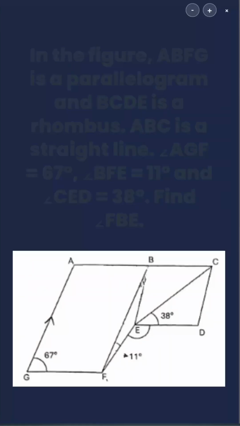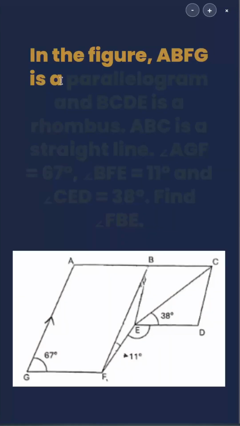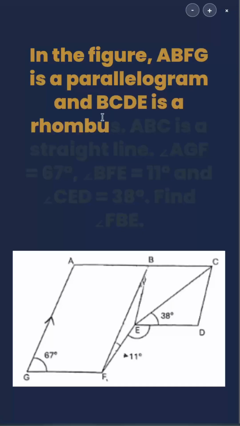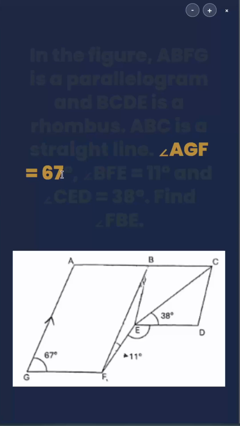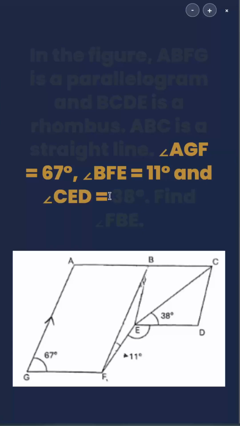Question 12, Part A. In the figure, ABFG is a parallelogram and BCDE is a rhombus. ABC is a straight line. Angle AGF is 67 degrees. Angle BFE is 11 degrees. And angle CED is 38 degrees.